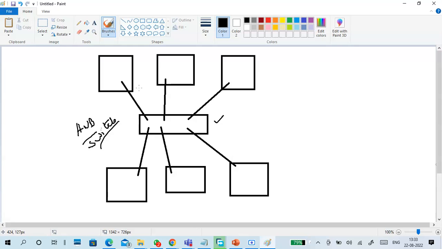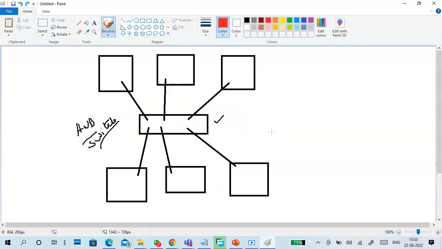It is very easy to configure and low cost. Why? Because we are using a switch. Redundancy is not there, but we still use this star topology. If this switch or hub is down, the entire communication will be stopped.